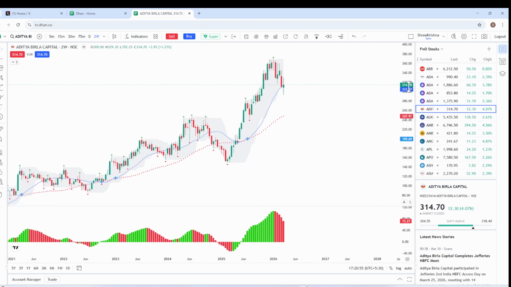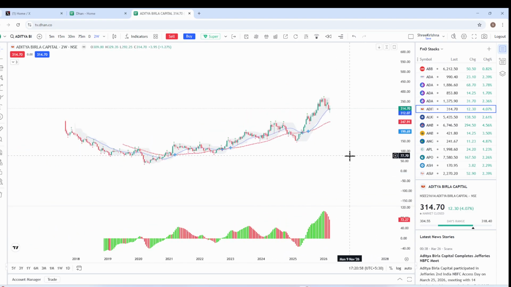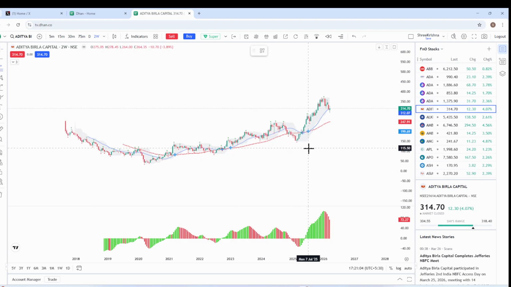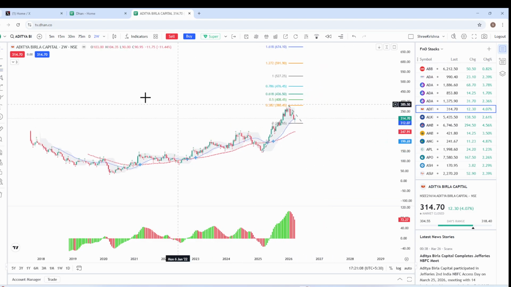Now Aditya Birla Capital, it is planning to go up. There is no divergence. So it is planning to go upside and we are looking for one more sharp move up. Probably this 438 we are looking.